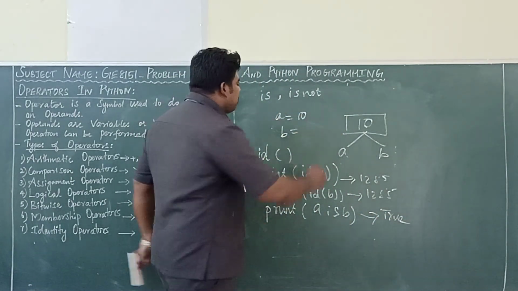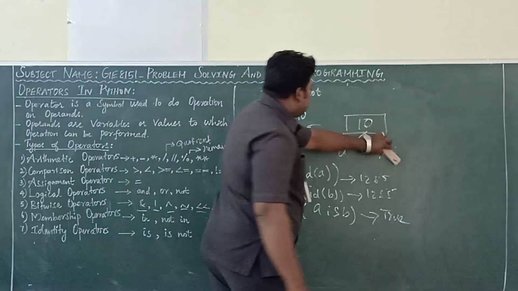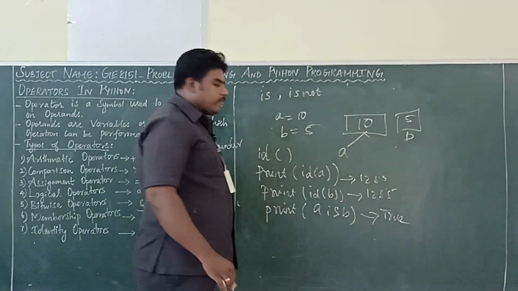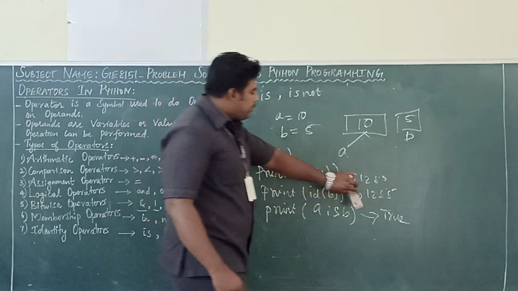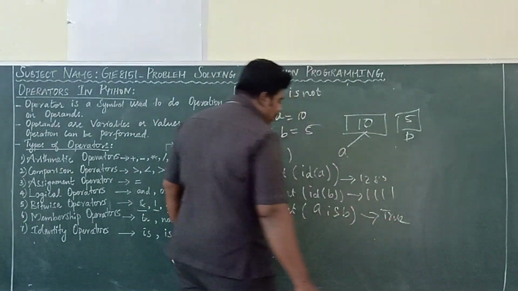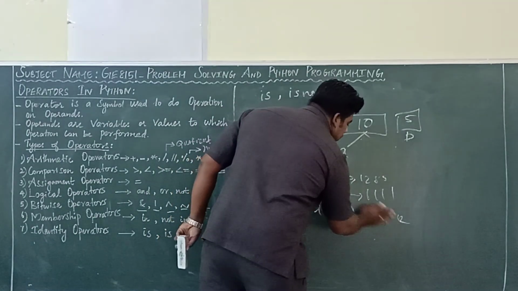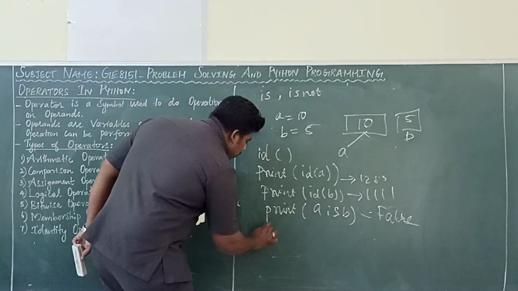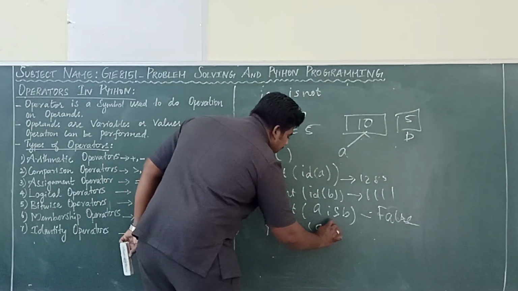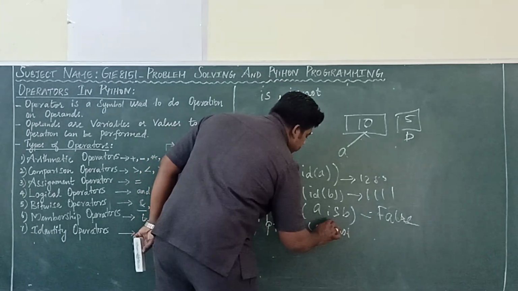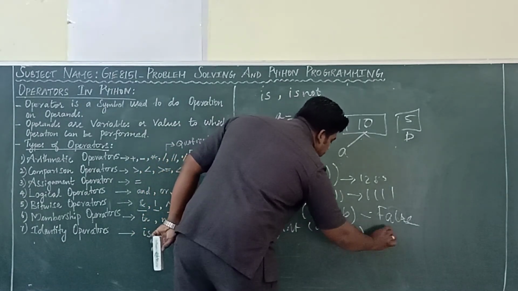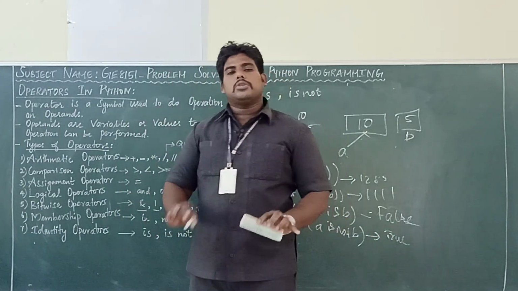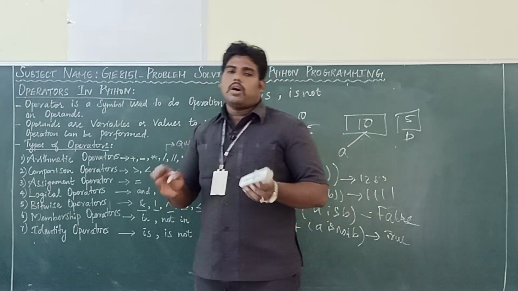Now I am going to change the B value to 5. Now what will happen? This mapping will be changed. 5 will be stored separately for B. Now if you check id of B, it will give a different value. Now A is B is False. Now if you check print A is not B, it is True. So the identity operator is used to check whether the memory location is the same or different.